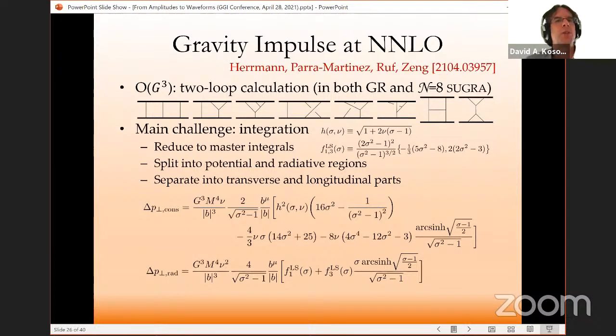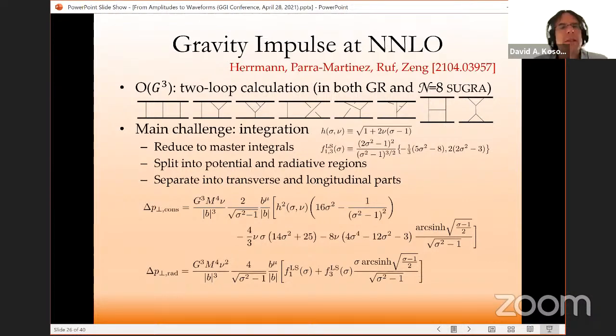And in fact, with the technologies available, the main challenge they faced is that of integration, to reduce to master integrals, to then use the method of regions and split things into potential and radiative regions. And finally, they chose to split things into transverse and longitudinal parts. And fortunately, some of the formulae are simple enough that I could pick them out of their paper and display them on this transparency with the help of their functions that are listed here in the above. So they've split it into conservative and radiative, and to get the total impulse, you'd have to sum these two, and from that you could then extract the scattering angle.